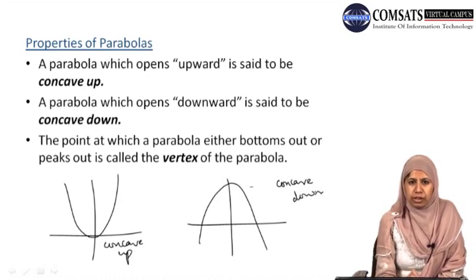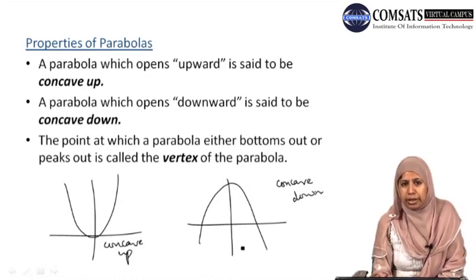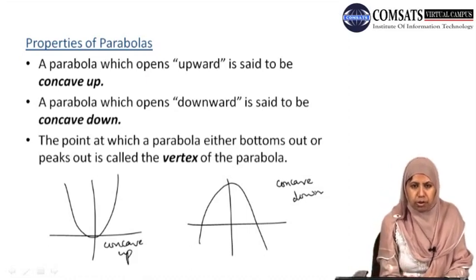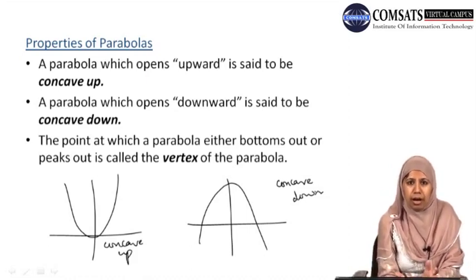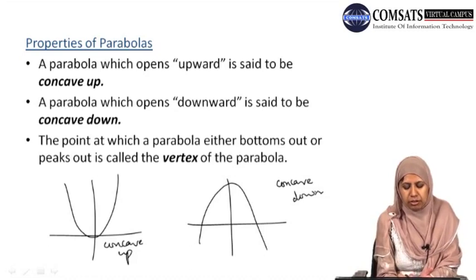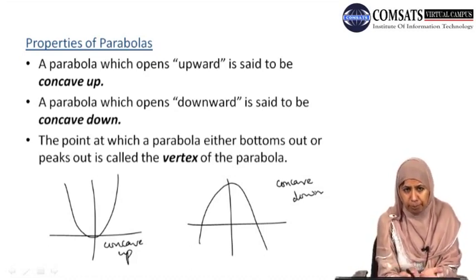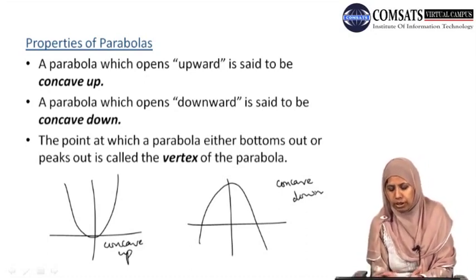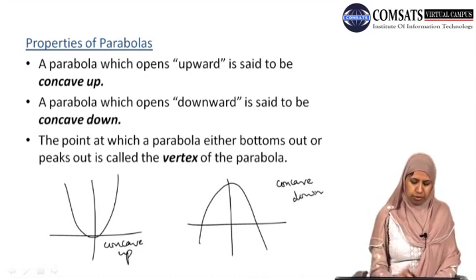So these types of curves we can distinguish by which side they are closed. If they are closed from the bottom, or open from the top, they are concave up. If they are open from the bottom, they are concave down.